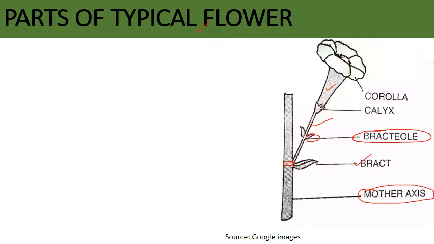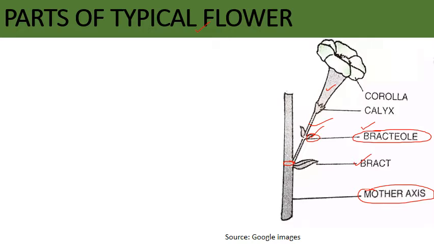Aur aise flowers jinme bracteoles present hote hain, these flowers are known as bracteolate flowers, and flowers in which these structures are absent, unhe kaha tha ebracteolate. Same is the case with bract. Flowers with bract are known as bracteate flowers, and flowers without bract are known as ebracteate flowers.